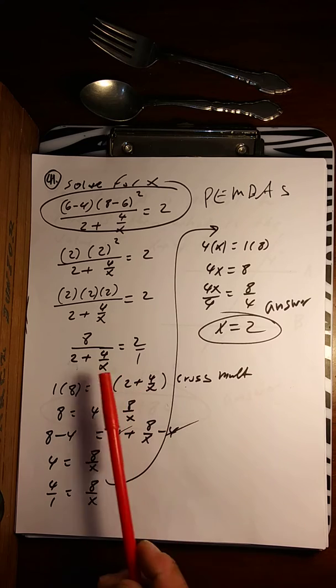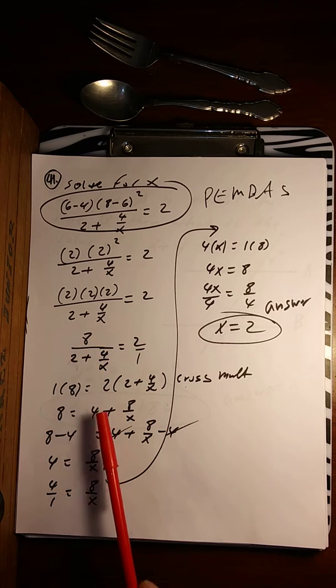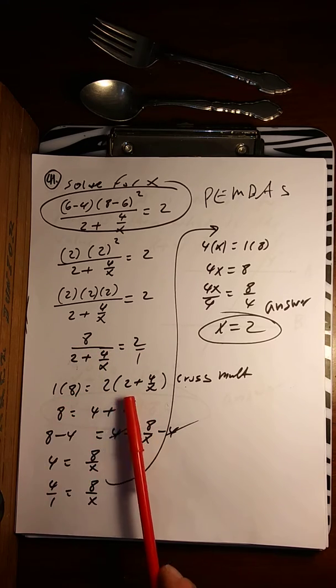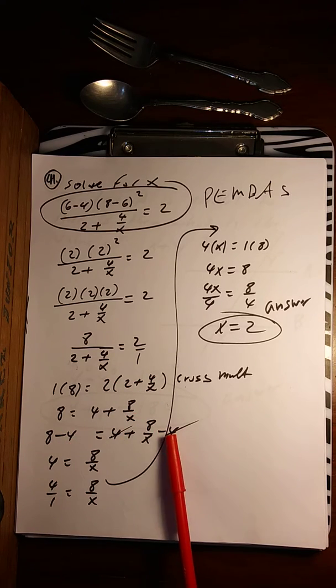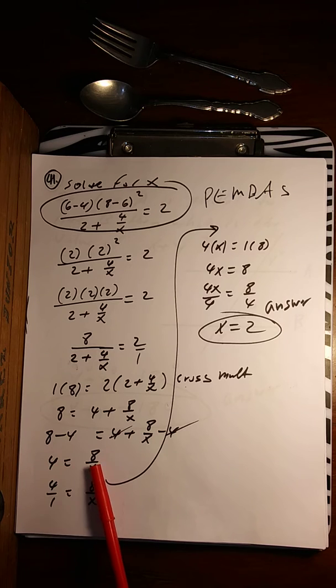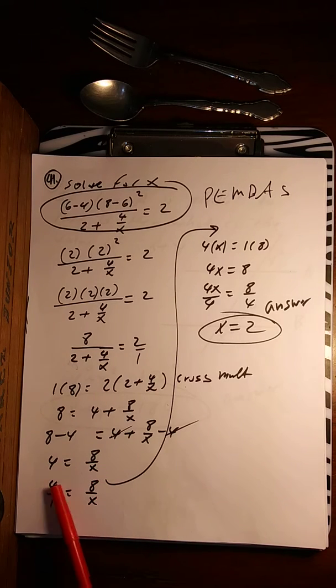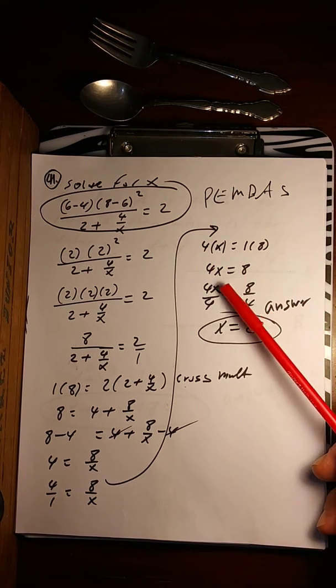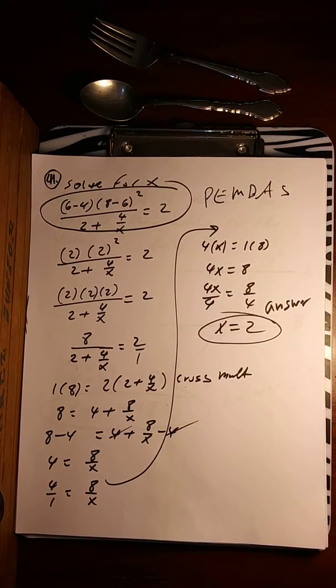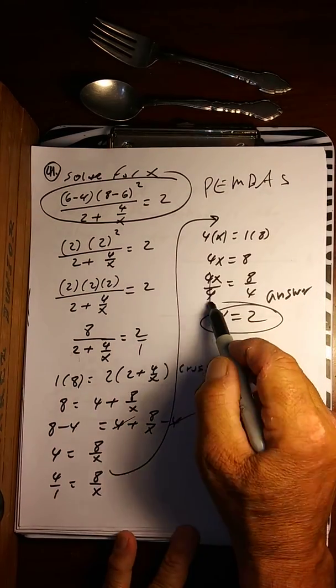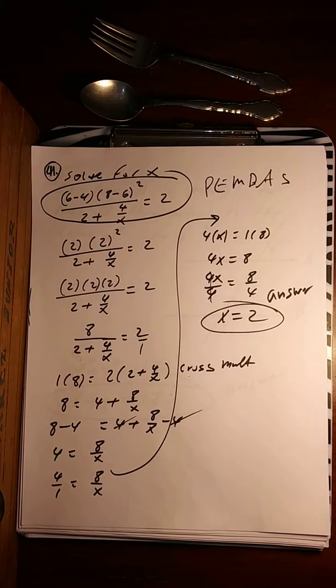So we're going to cross multiply. This times that one, that times that. 1 times 8 is 8, and 2 times that is 4, 2 times that is 8 over x. Minus 4, these are gone, so you have 4 equals 8 over x. 4 over 1 equals 8 over x. Cross multiply again this way. So I'm going to have 4x equals 8, divide by 4, and these are gone right here. So we have x equals 2 is the answer.